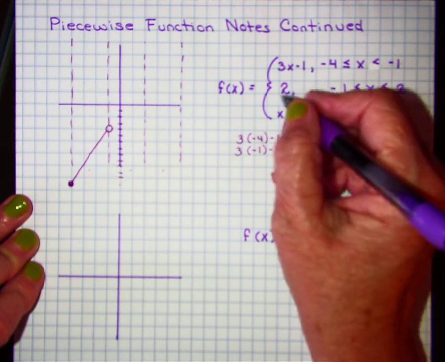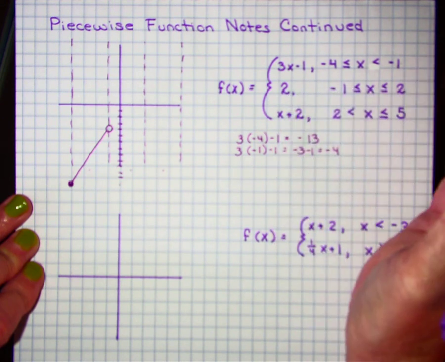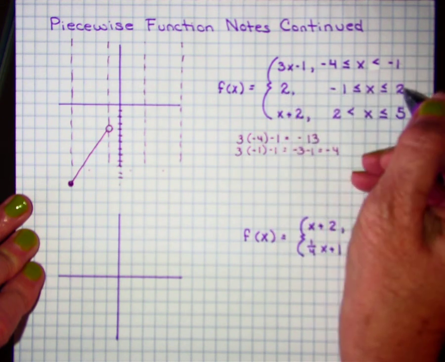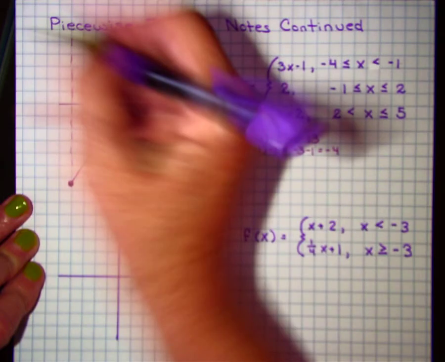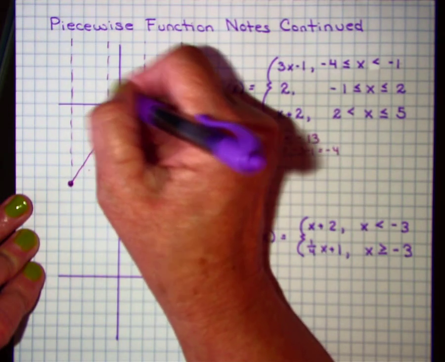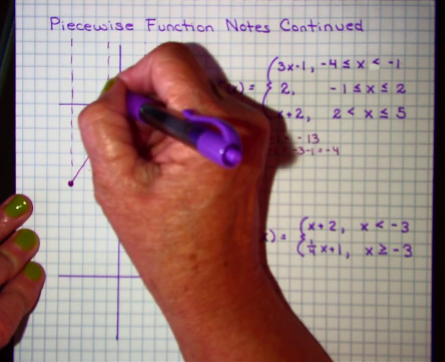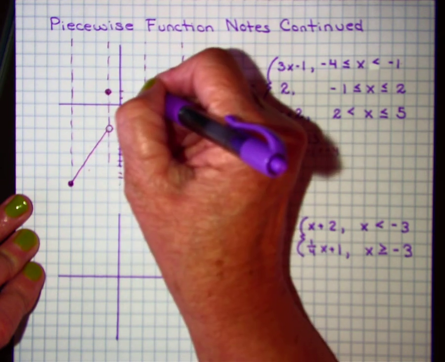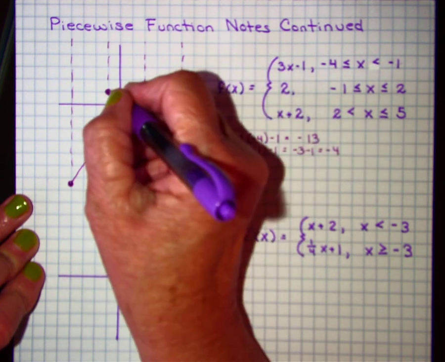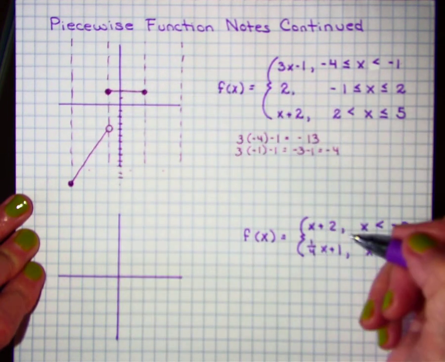My second function is 2. So y will always equal 2 between negative 1 and 2. And so if I go up to 2, because I'm doing half parts, and this actually equals on both of these, and so I can draw that piece of my function.